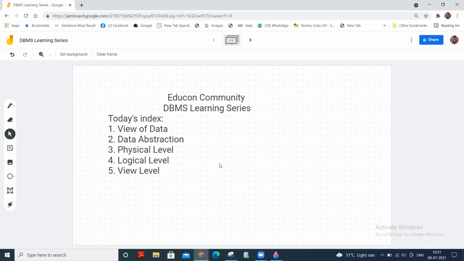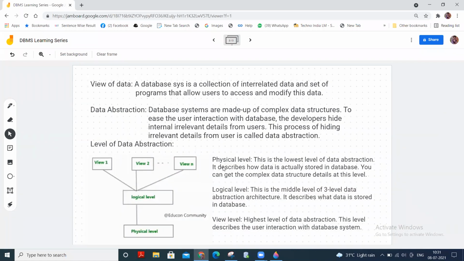And today we will learn about the view of data and the data abstraction and its three levels. Those are physical level, logical level, and view level. So now we will learn about the view of data.